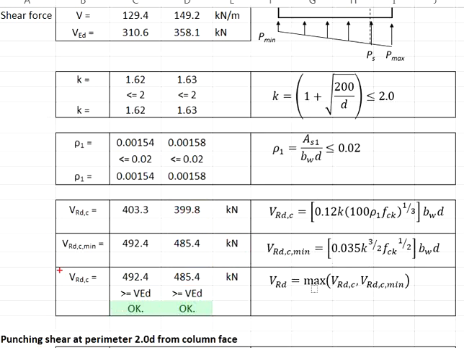And then check your VRd,c against the VEd, which is the load. Make sure your resistance is greater than the load. In this case, the resistance is greater than the VEd. Therefore, the shear resistance is acceptable.